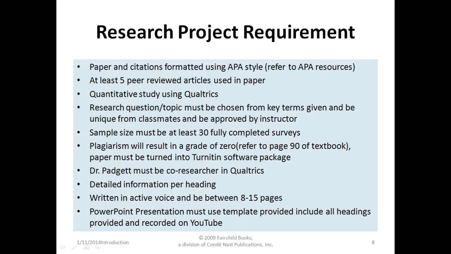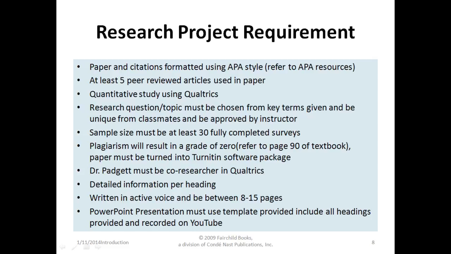So for your research question and topic, it's going to be chosen from some key terms given. So you'll have an assignment where you're going to actually choose your research topic, and I do give you guidelines to stay within. You're going to use a certain generation, which is Generation Y, which is college students, the generation that you're in. And then I'll have some other requirements of what you can actually do. And your research topic will be approved by me. The basics of me approving your topic is just making sure it's a viable topic that you're going to be able to do, that's not too time consuming, and that makes sense.